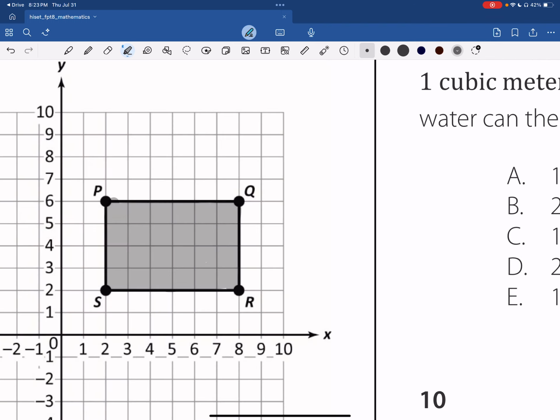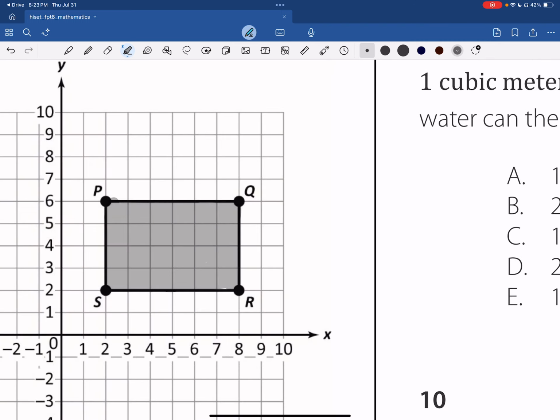So they're saying if you take your pencil and you draw in a line from P to R diagonally, what's the length of that line from P to R? Well, as soon as I draw that diagonal in there, I get a right triangle down here. I also get one up here, so you could use either of those right triangles.